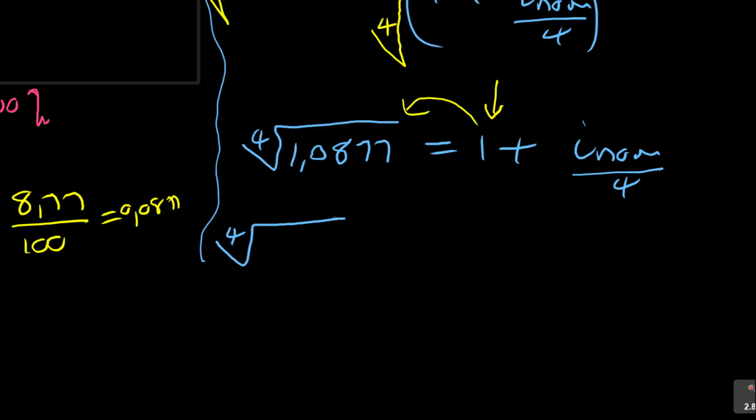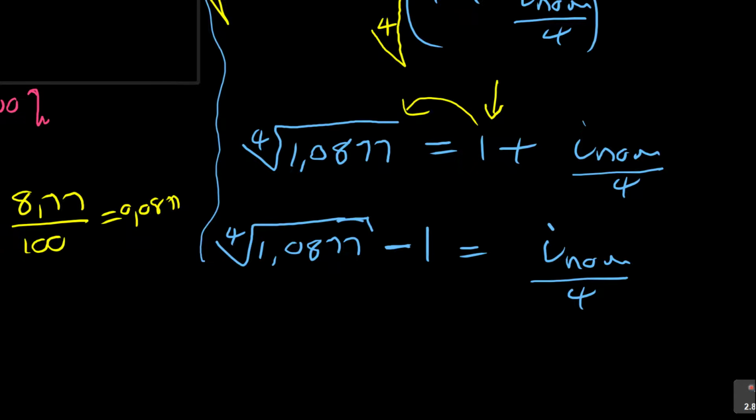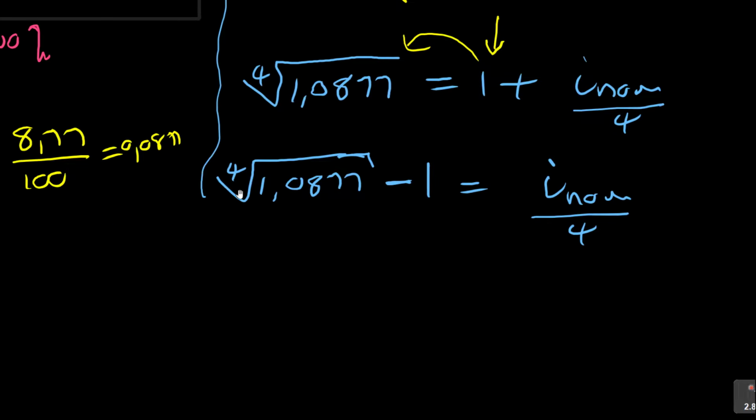So you've got the 4th root of 1.0877, right? Now from positive it becomes minus 1. Please be careful. It's not inside the 4th root sign. It's outside. Is equal to I norm over 4. Much better now. See that? We finalize it, almost there.